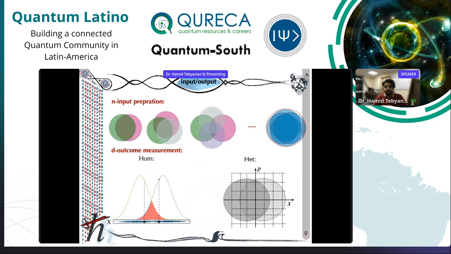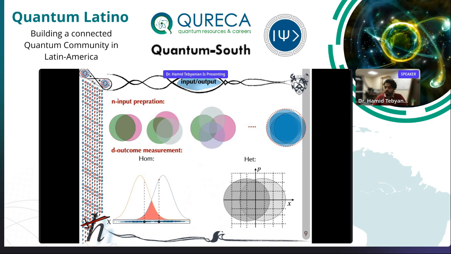The security proof is a generalized one for n inputs and outcomes, so multiple inputs and outcomes. Here I just explained a CV case, but it can also be implemented in DV by using, for instance, a time-bin encoding scheme. But here I just explain it in the CV domain.